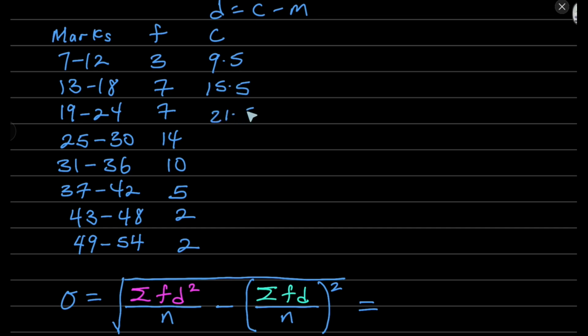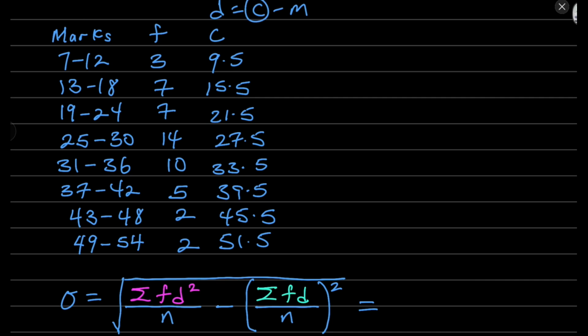So to fill it up, this will be 9.5, 15.5, 21.5, 27.5, 33.5, 39.5, 45.5, and then 51.5. So we have our C column ready.